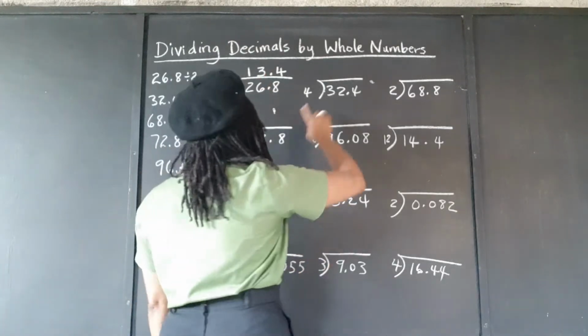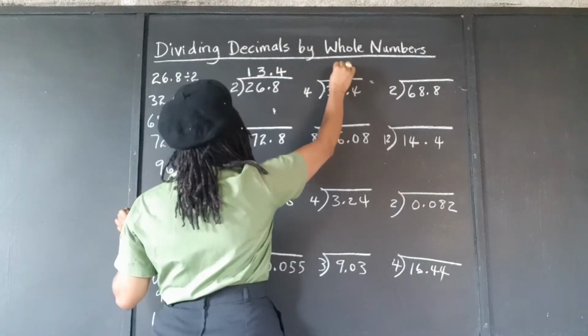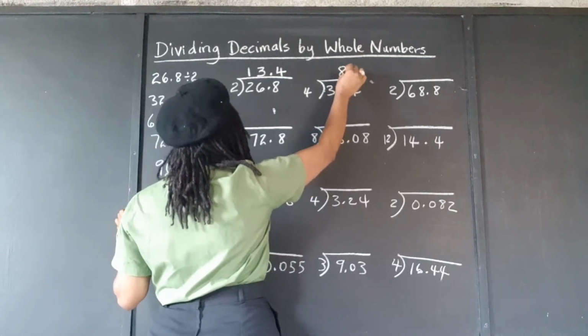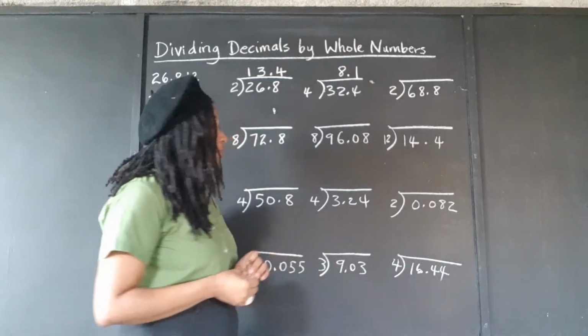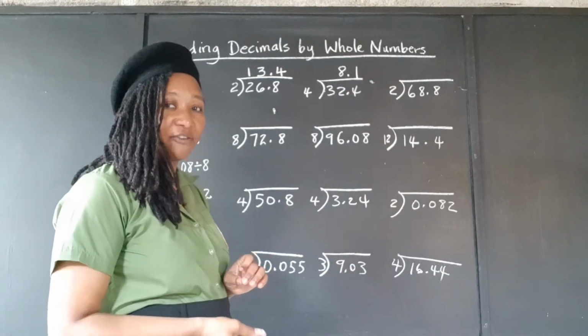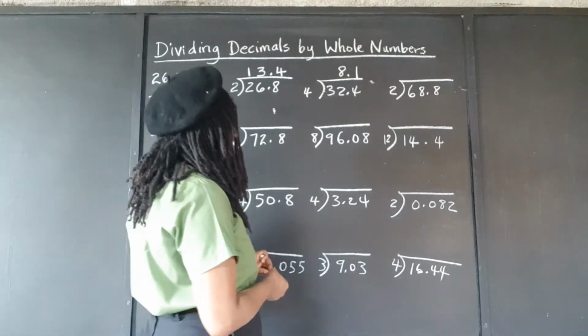4 cannot go into 3. 4 goes into 32 8 times. Put back your decimal point. 4 goes into 4 once. So 32.4 divided by 4 gives a quotient of 8.1.